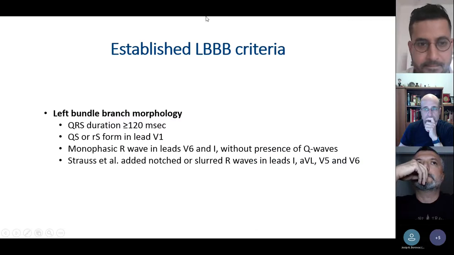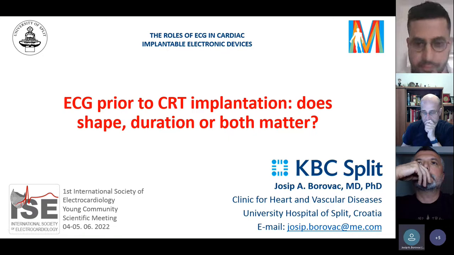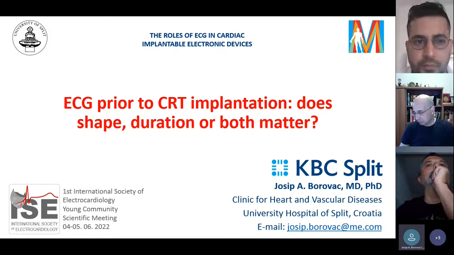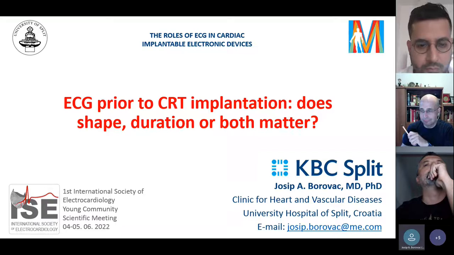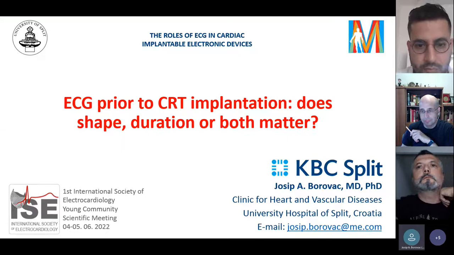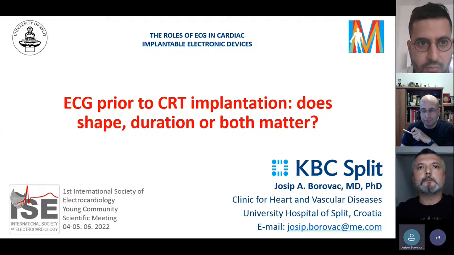Okay, so hello everybody. I'm right now on a business trip, so I'm talking to you from the island of Brač, which is in Croatia. It's a beautiful island nearby Split. My presentation is about the ECG prior to CRT implantation. Does the shape, duration, or both matter? As we will see at the end of the presentation, what is the current state of the art? I would like to thank ISE for giving me the opportunity to give this talk.